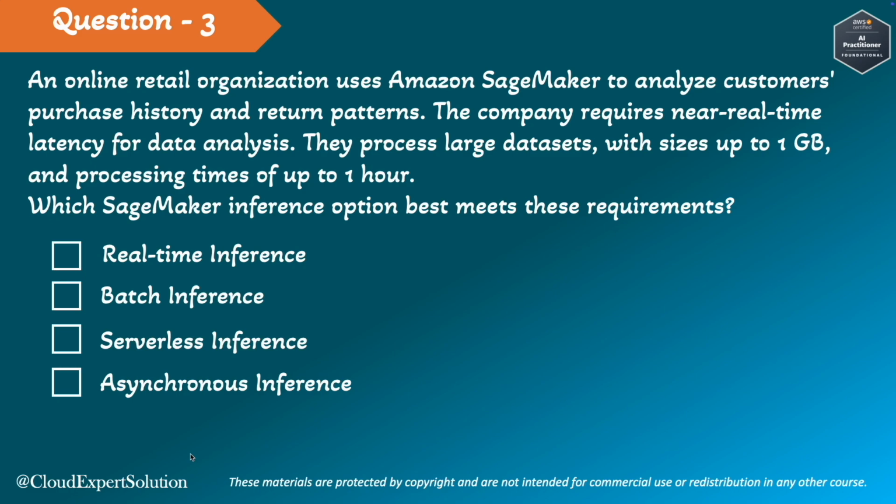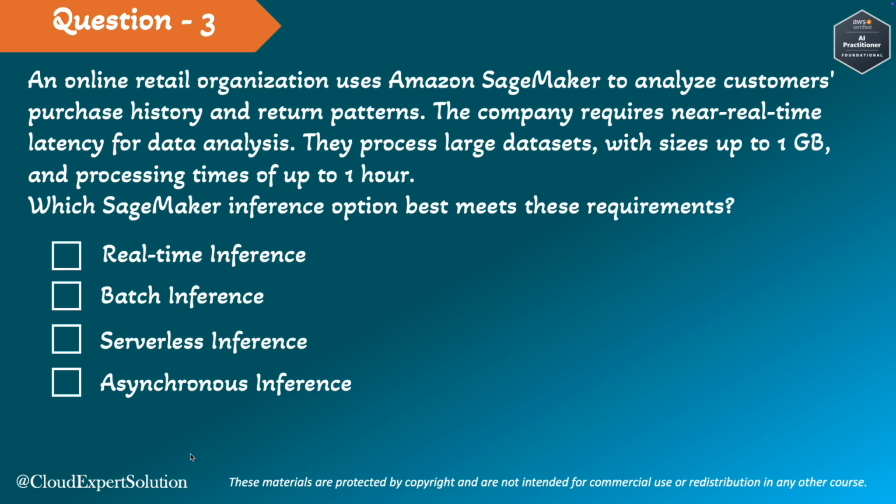Moving to question number 3. Question number 3 is talking about an online retail organization that uses Amazon SageMaker to analyze customers' purchase history and return patterns. The company requires near real-time latency for data analysis. They process large datasets with size up to 1 GB and processing time up to 1 hour. Which SageMaker inference option best meets these requirements?